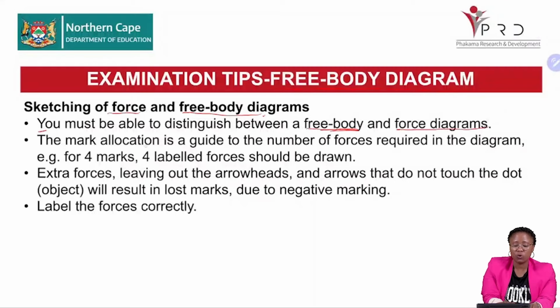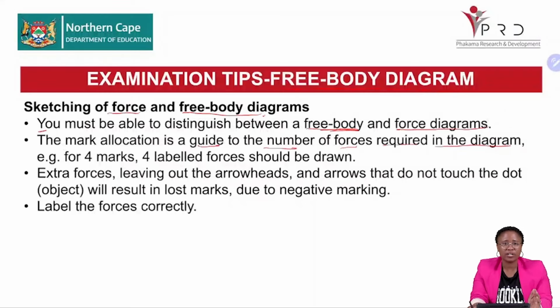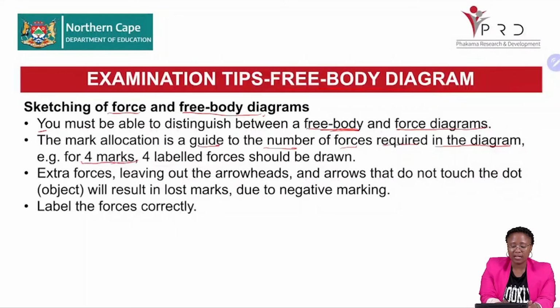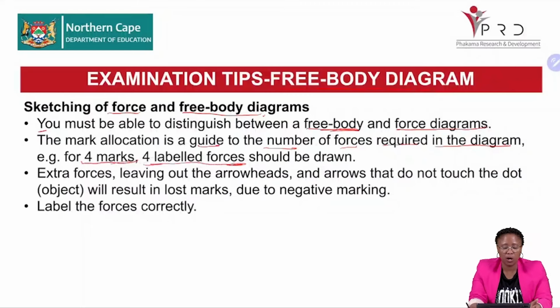Another thing is the mark allocation is a guide to the number of forces required in the diagram, right? For example, the examiner can say to you, draw a free body diagram or draw a force diagram. Then when you look at the mark allocation, you see there 4 marks. What does that mean? 4 marks is always 4 forces. So that means that you need to label the 4 forces.